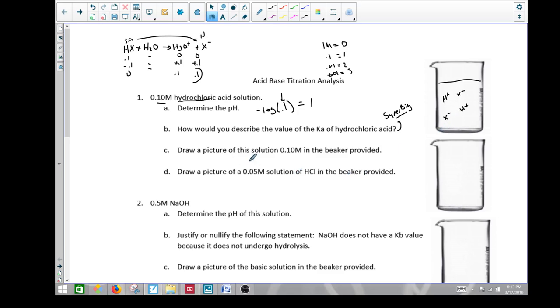All right, draw a picture of a 0.05 molar. Well, if this is 0.1, 0.05 should just be H plus and X negative, half as many.